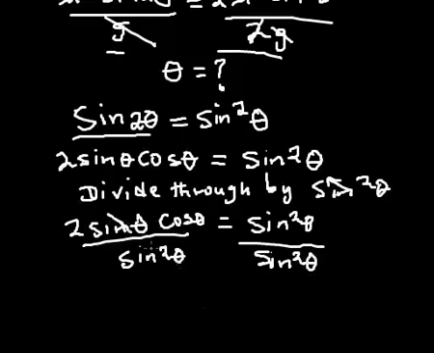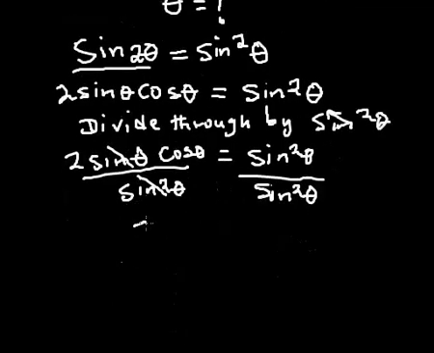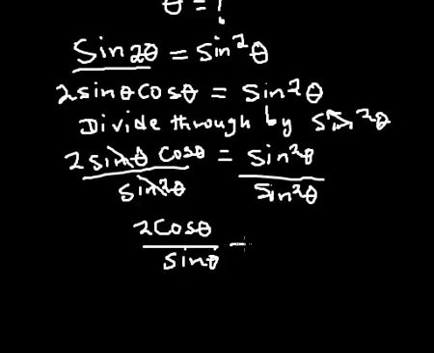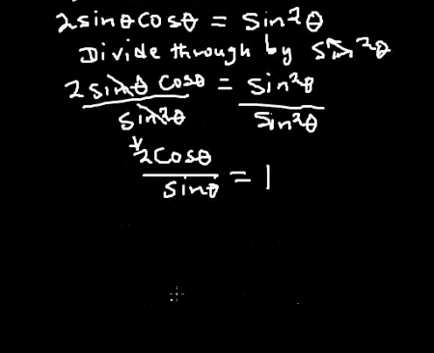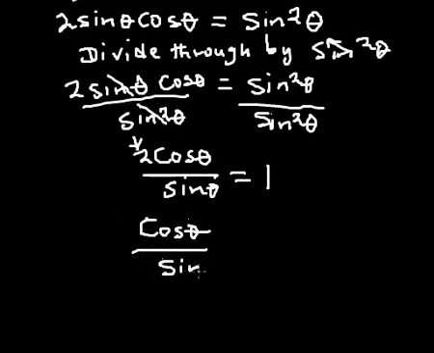So you know what happens? Sine theta cancels sine theta here, so I just have sine theta in the denominator. So I'm left with 2 cos theta over sin theta equal to, of course, 1. I will take this coefficient to the other side of the equation. I have cos theta all over sin theta is equal to 1 all over 2.